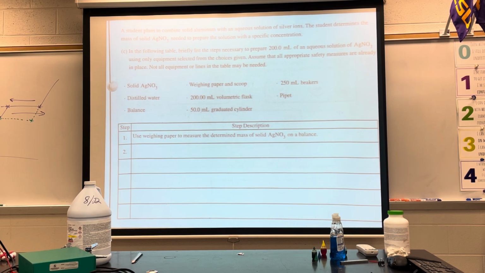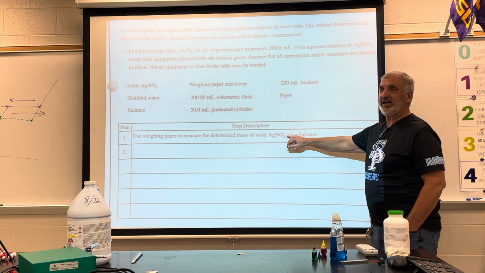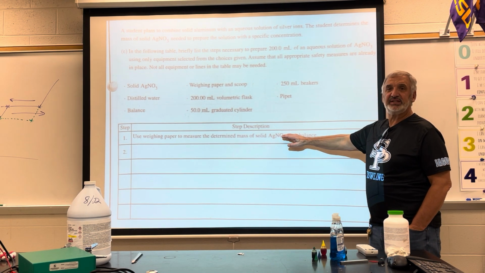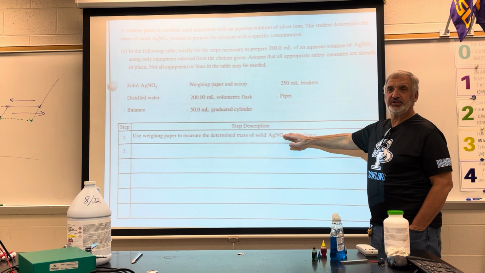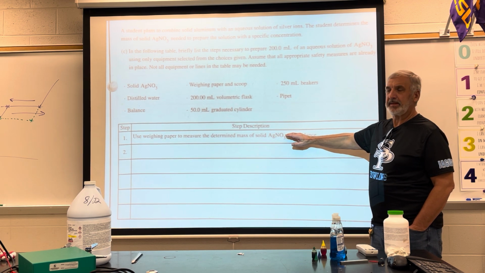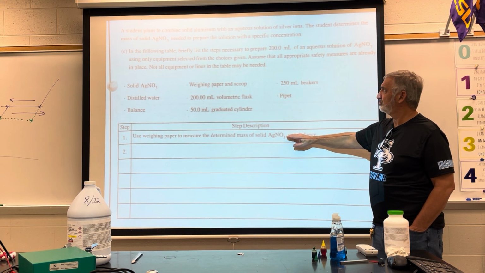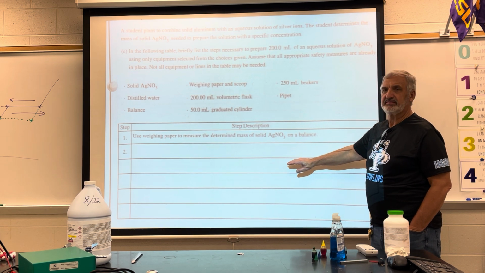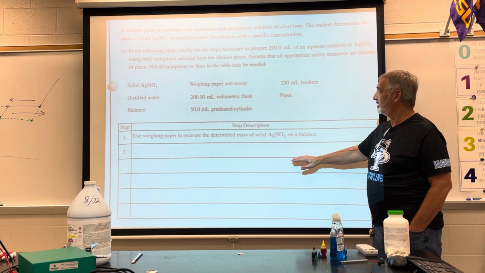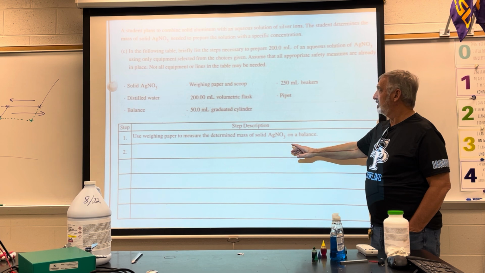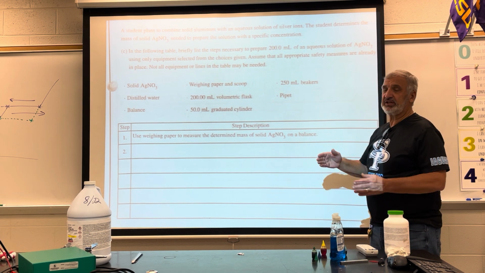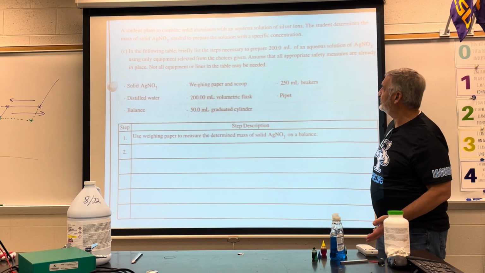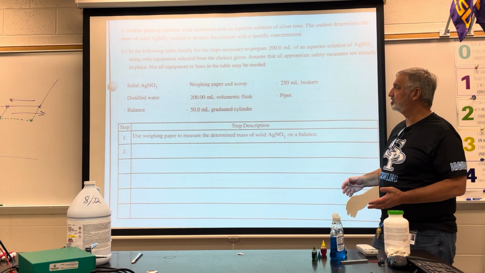So what's the next step? So you weighed out the solid, then what's the next step? Sam, what'd you put as the next step? I said you would add distilled water to the 200 milliliter volumetric flask, like about halfway. Okay, and then you would put the AgNO3 into it. With the scoop. You could scoop it in. Did they give you a funnel? They didn't give a funnel, so you can just scoop it in.